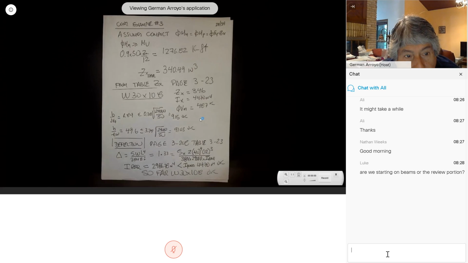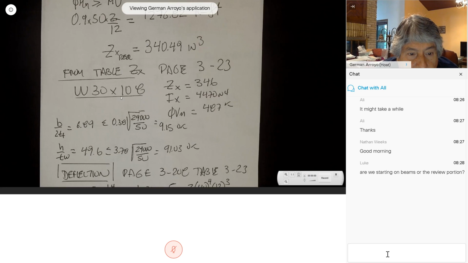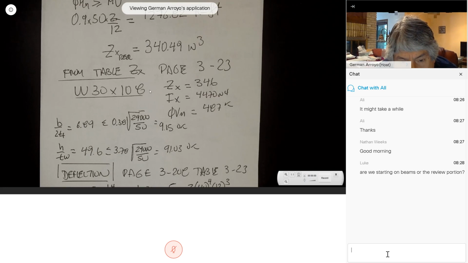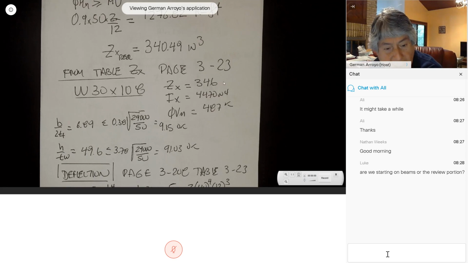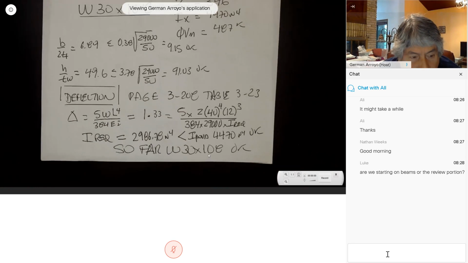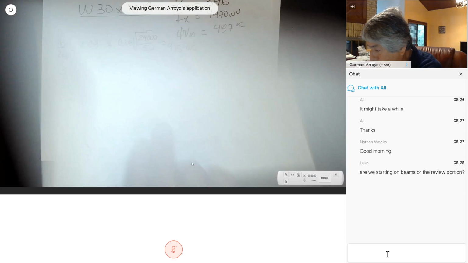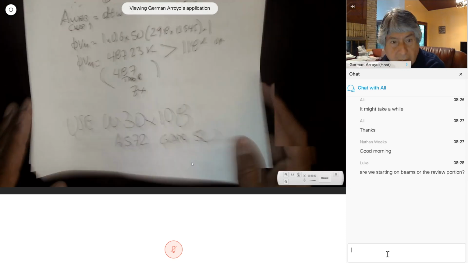We went to chapter 3 and we found from table ZX the section W30 by 108. And here at the bottom, I checked the deflection, and this formula is at the back of chapter 3. This was the maximum deflection, and we found the required moment of inertia was smaller than the provided, so the section was okay. The next step, I'm going to check shear. I didn't do this yesterday.